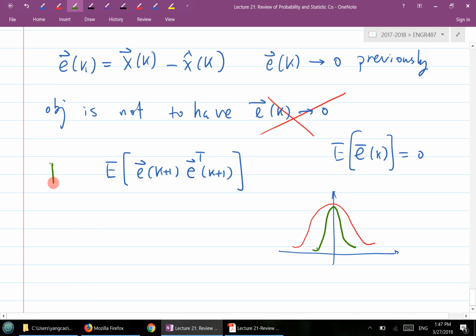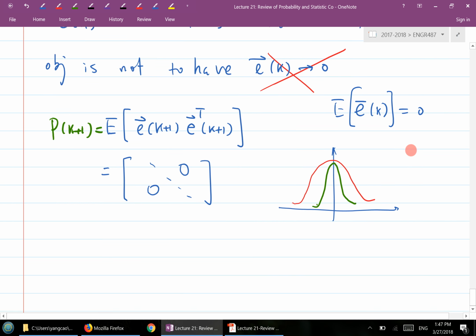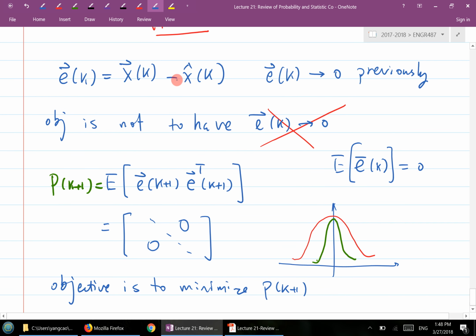I define this as a matrix P, and this matrix P will be a diagonal matrix. The objective is to minimize this P. Minimizing P means you're minimizing the variance of the estimation, and that will ultimately give a good estimate x hat with respect to x.